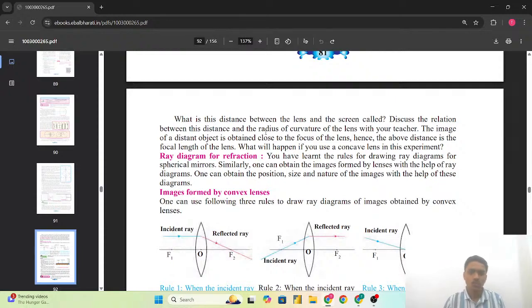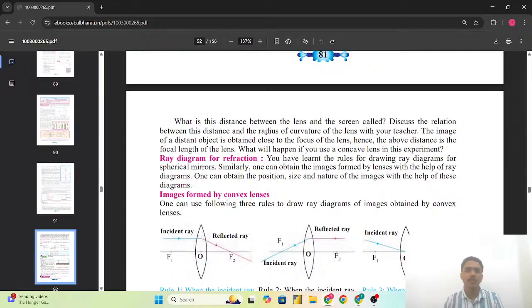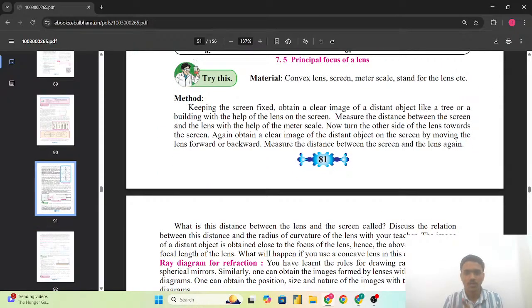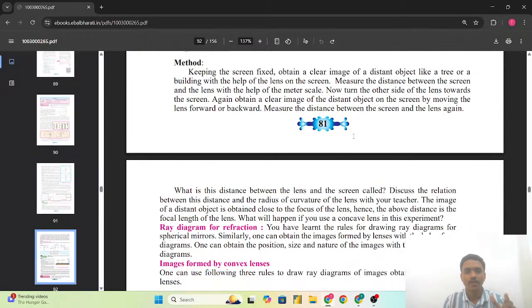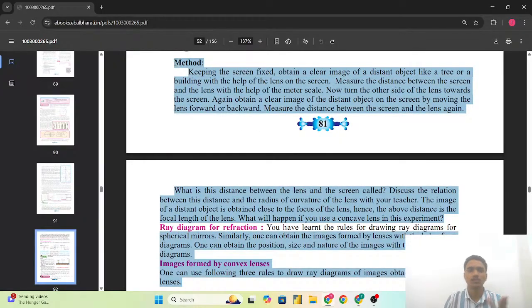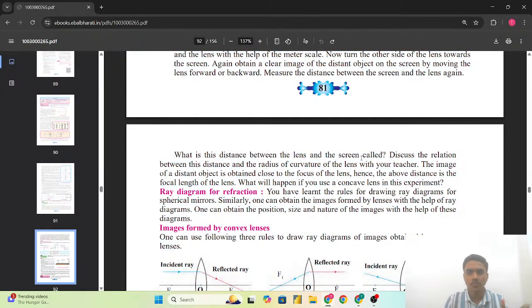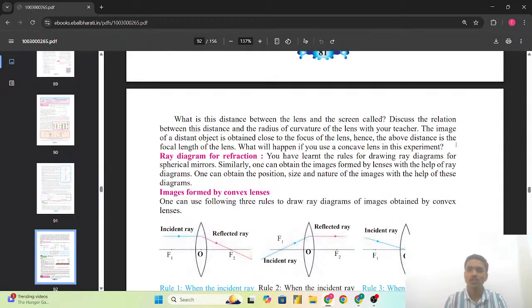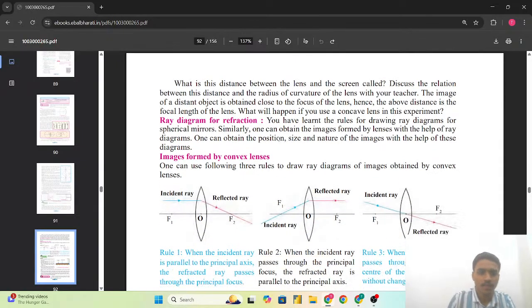So here, to do the experiment, we have to take one convex lens, one screen, a meter scale, and a stand for the lens. This is the experiment which you will find in your experiment book. There you will find the theory and all, and in your schools and labs you can perform this experiment under the guidance of the lab expert.